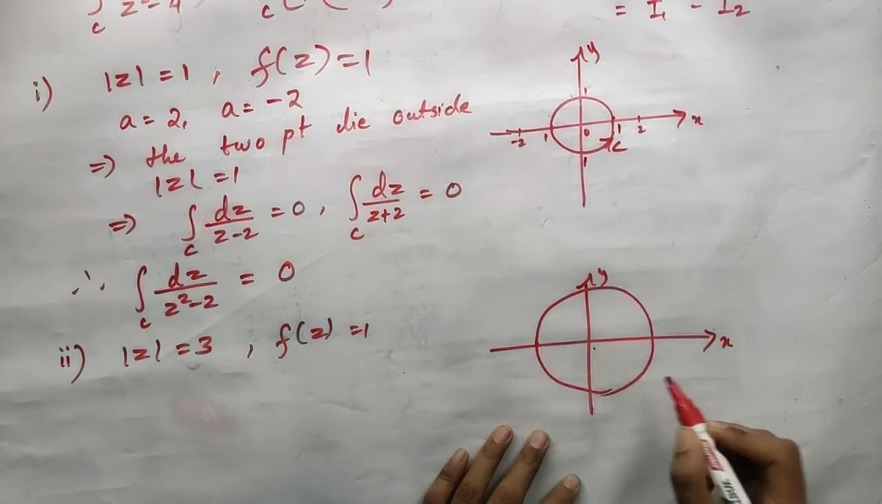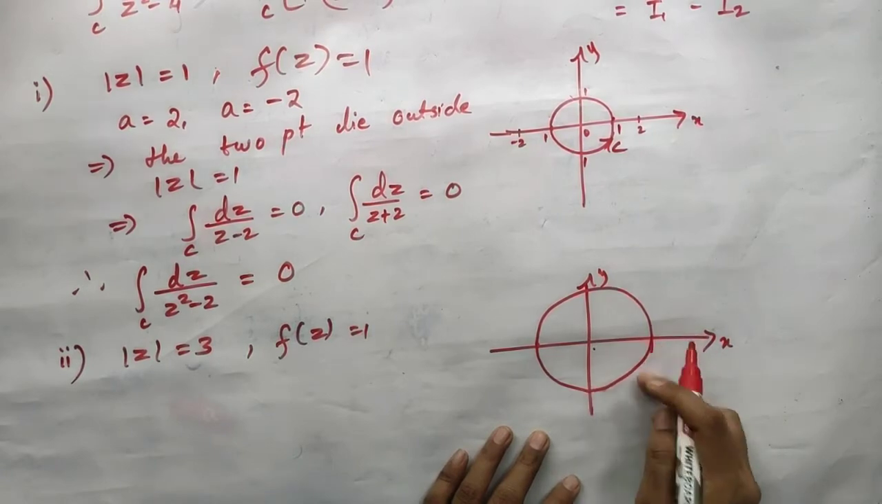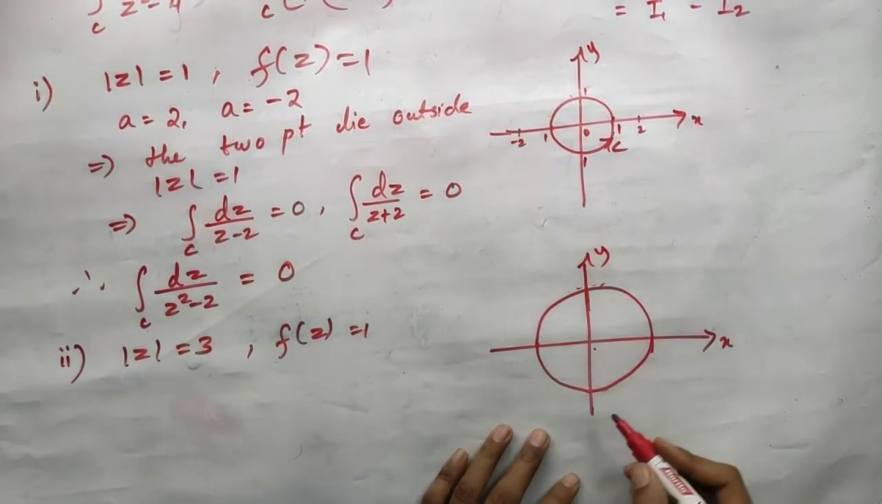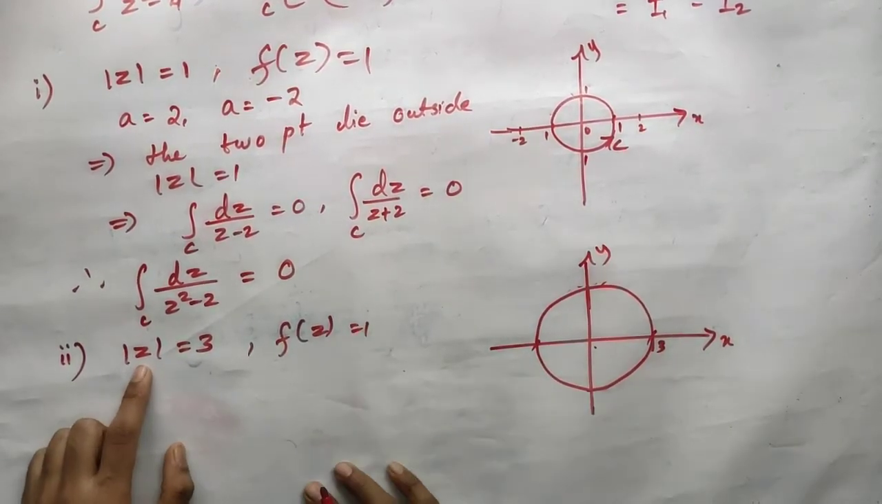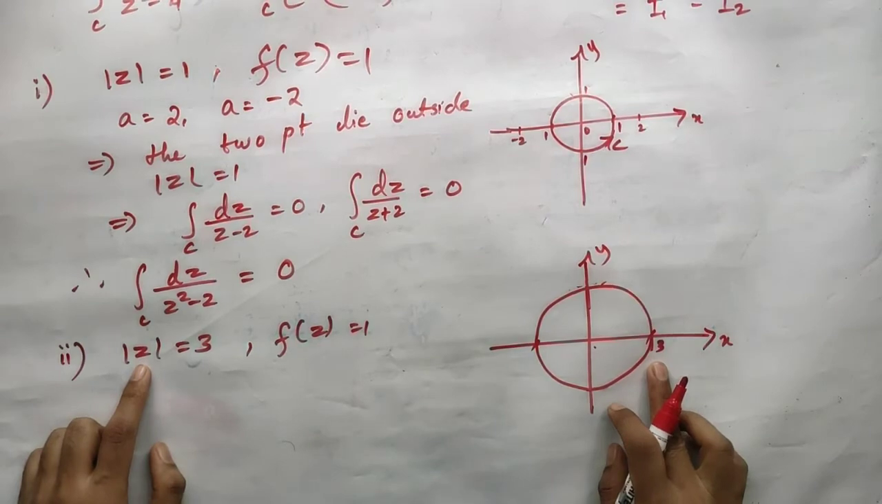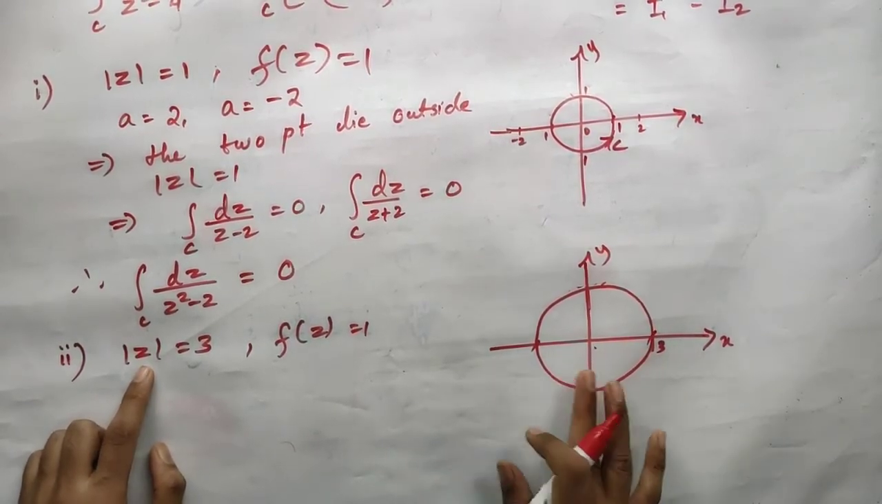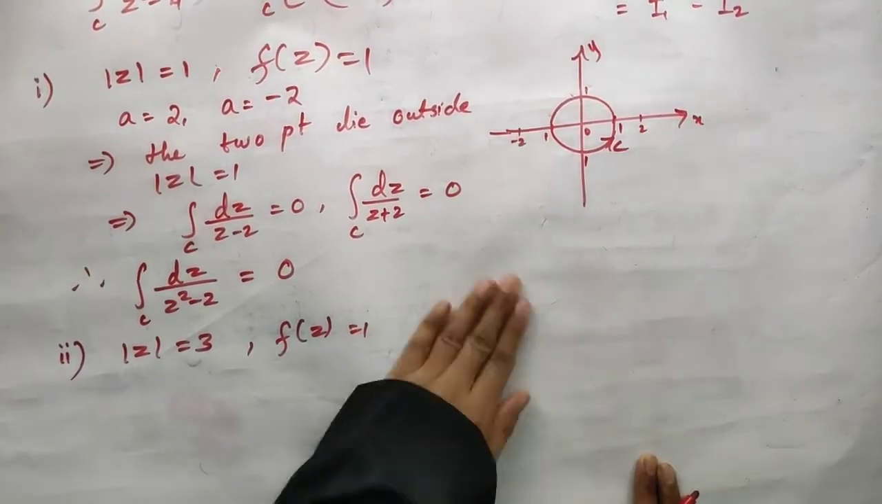So this is 3 units. This represents a circle. See, the radius is 3 units here. The center is the origin, and the radius is 3 units. So I'll redraw it once again, a minute please. It's not a proper figure.